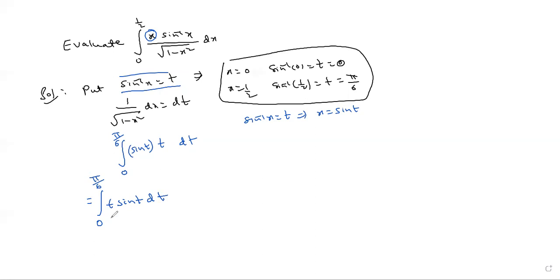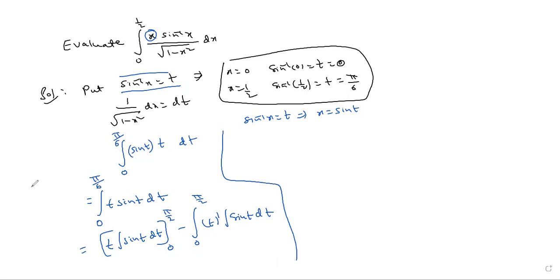Then apply by parts here. Apply by parts: t into integral sine t dt, boundaries 0 to pi by 6, minus integral 0 to pi by 6 of t dash into integral sine t dt. Okay, no? By parts for definite. Observe this step carefully. This step itself is important here. Okay, how we are writing boundaries, observe that.